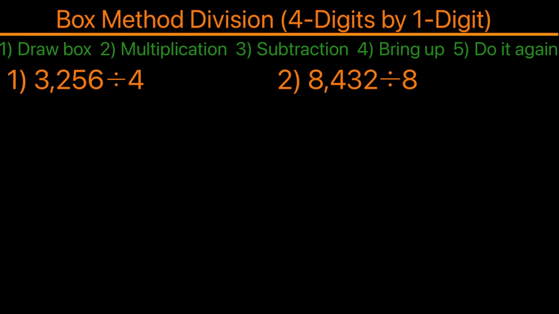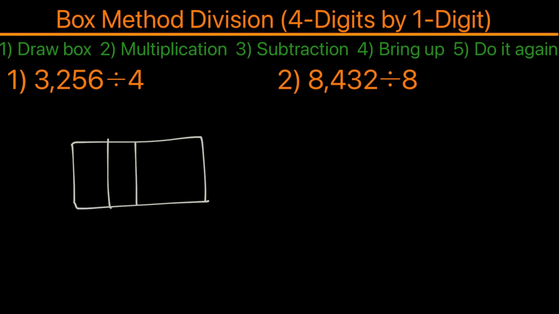And below are 2 examples. I'll be going over each one. For the first example, we have 3,256 divided by 4. So the box that we want to draw would be a 4 column box. Then we want to put in the value of 3,256. And the 4, we will place right here on the outside.